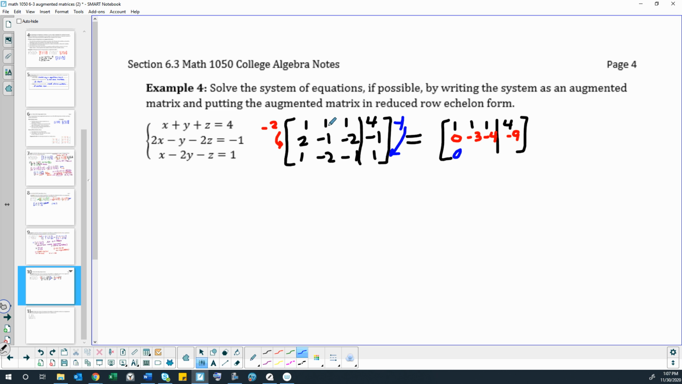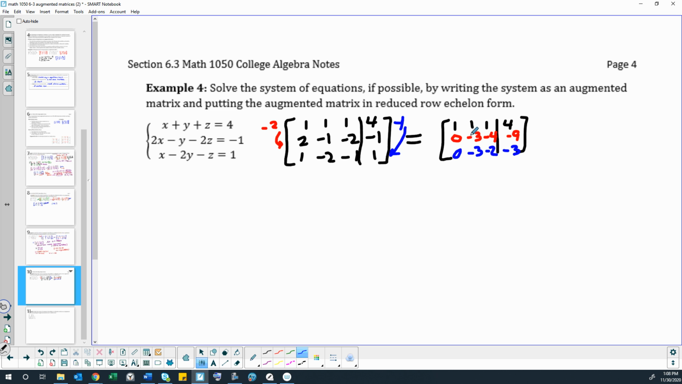And then -1 times 1 is -1 plus -2 is -3. And then -1 times -1 is -1 plus -1 is -2. Hope I did that right. And then -1 times 4 is -4 plus 1 is -3.